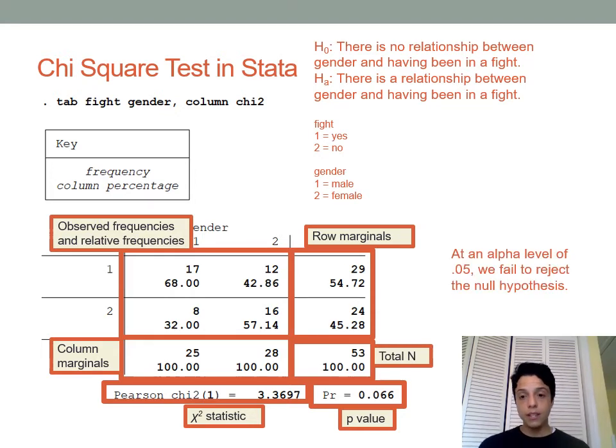So we just went through the interpretation of this, but again, based on this test and based on what you can see on this slide, we would fail to reject the null hypothesis at an alpha level of 0.05. So the difference between expected frequencies and observed frequencies that we saw wasn't big enough to give us evidence that would allow us to reject the null hypothesis about there being no relationship between gender and having been in a fight.